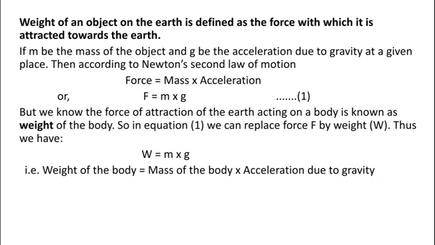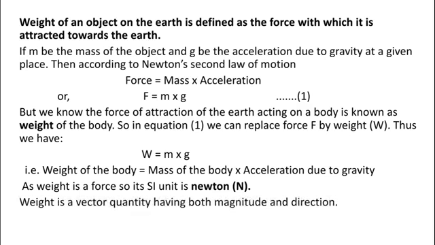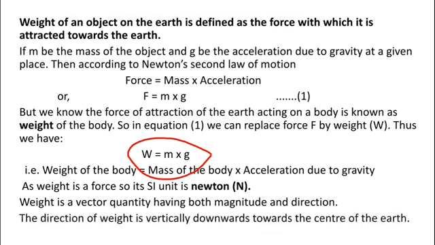Again students, weight is a force and you know the SI unit of force is Newton. Hence the SI unit of weight is also Newton. And if this is a force, then it means it is a vector quantity having both magnitude as well as direction. So what is the magnitude of the weight? We calculate the magnitude of weight just by multiplying the mass of the object and the acceleration due to gravity on that surface. And the direction of weight is vertically downward towards the center of the earth.